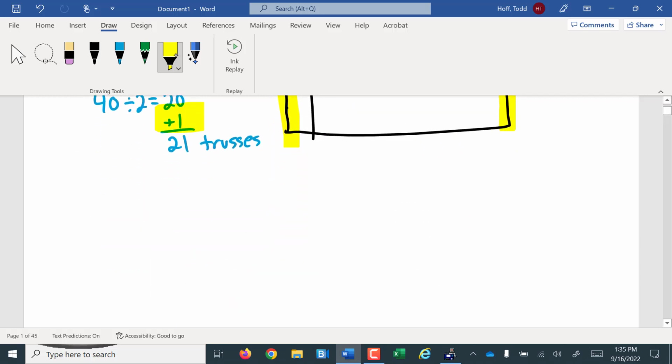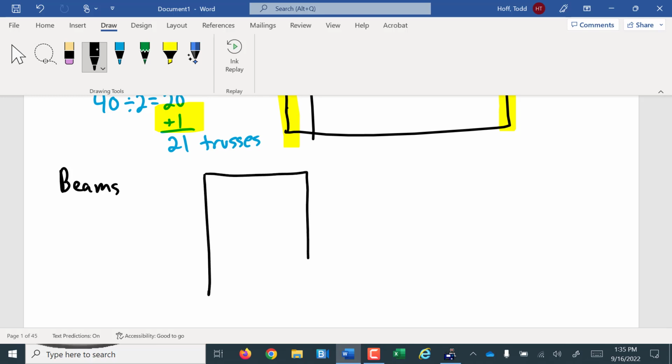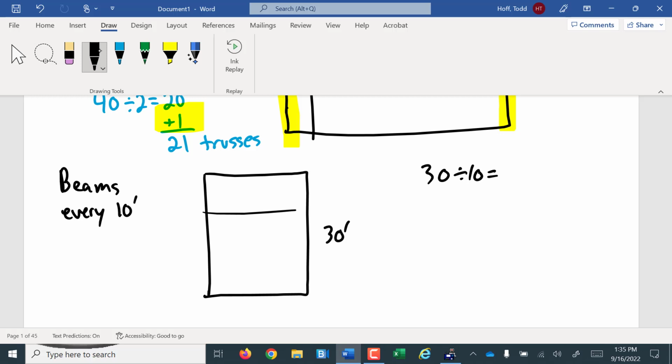There are other cases, though, if we're looking at beams. So let's say we have a 30-foot span basement, and we're going to have a beam every 10 feet going this way. 30 divided by 10 gives us 3, but do we need 3 beams? Well, we need 1 here, 2 here. Do we need 1 down here? No, there'll be a wall there.